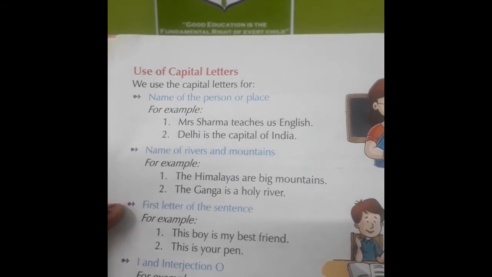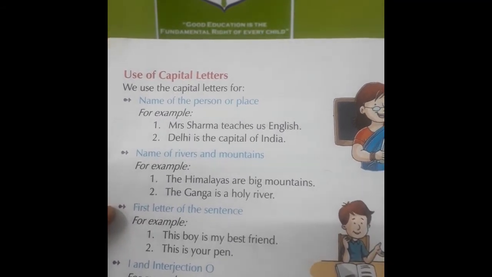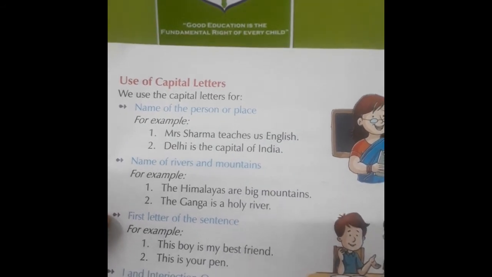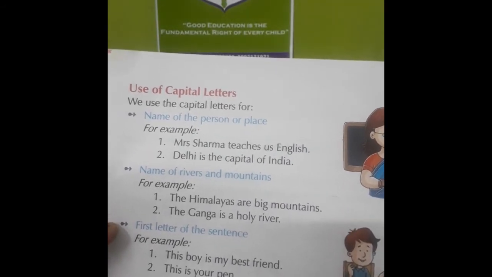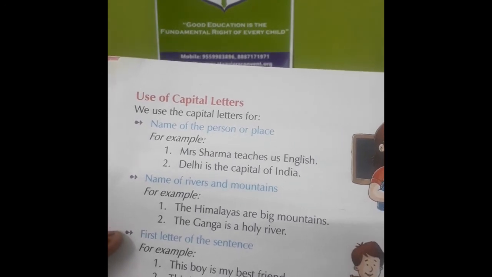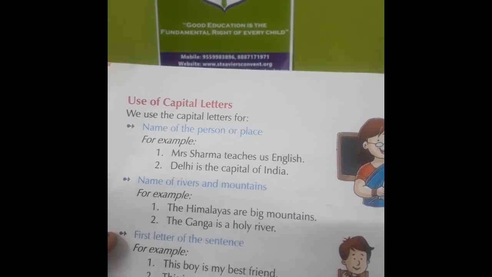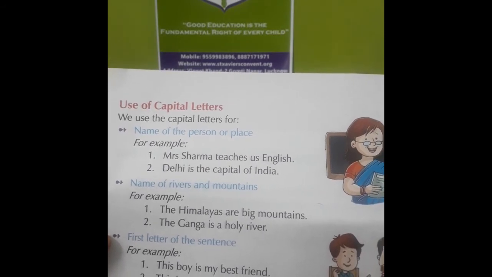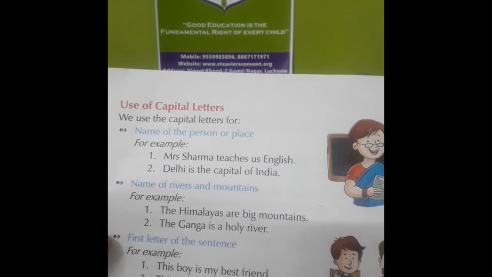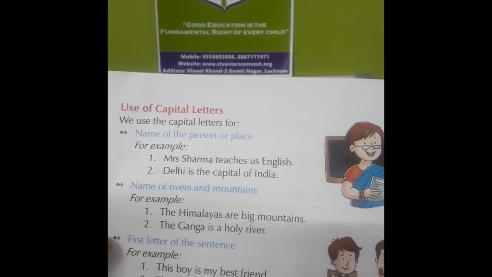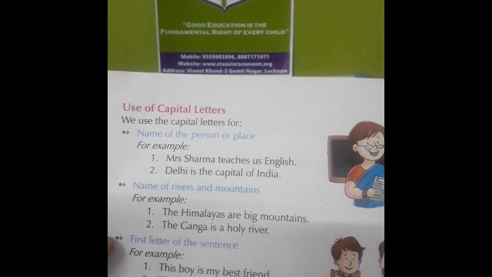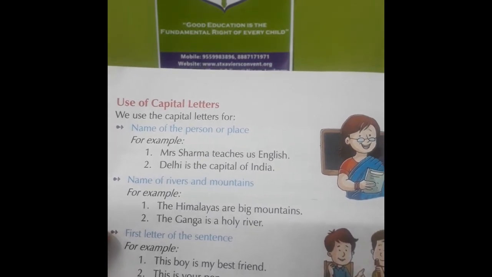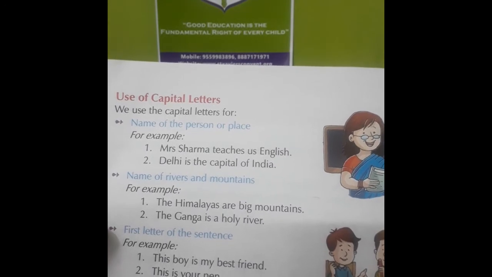Second situation, name of a river and mountain. When we write any river name or mountain name, we will write it in capital letter. Okay. For example, first, the Himalayas are big mountains. Himalaya is a mountain. That's why we are using a capital letter here. Number 2, the Ganga is a holy river. Ganga is a river name. That's why we are using G in capital letter.